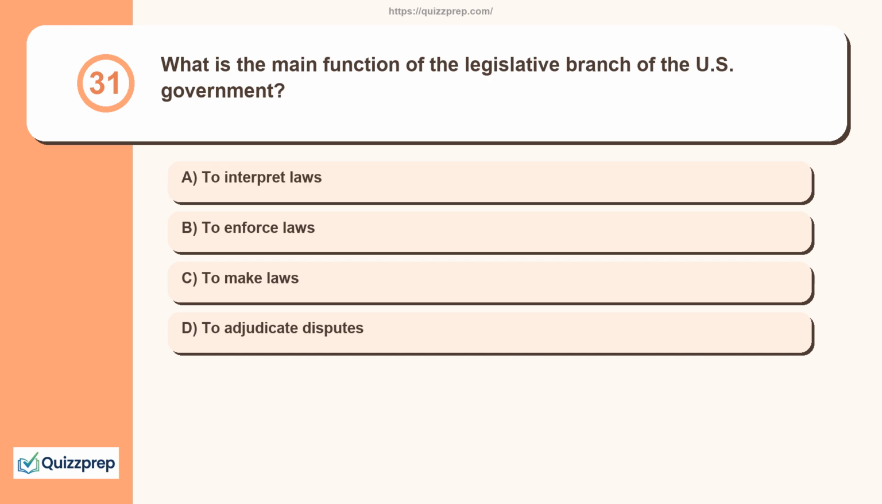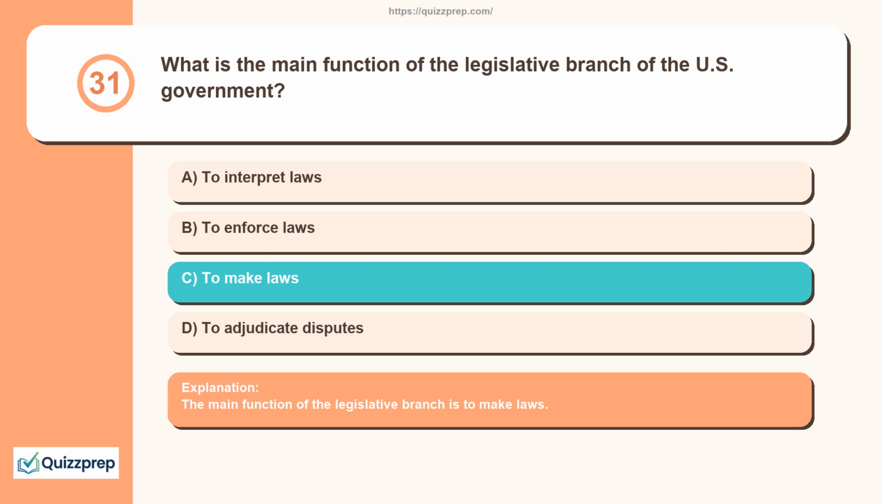Question 31. What is the main function of the legislative branch of the U.S. government? To interpret laws, to enforce laws, to make laws, to adjudicate disputes. The main function of the legislative branch is to make laws.